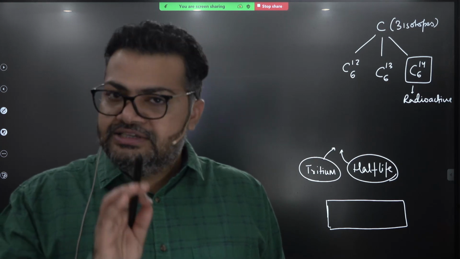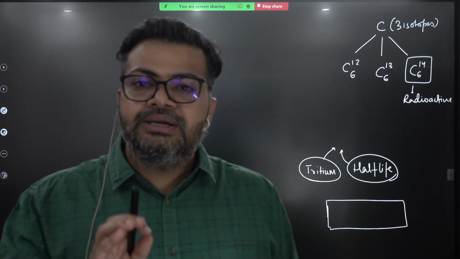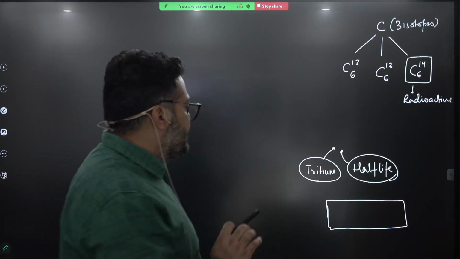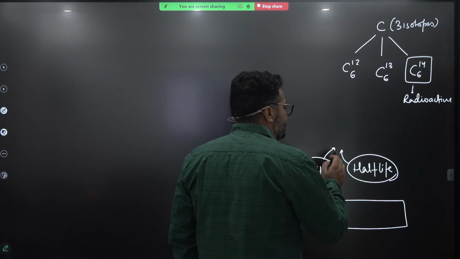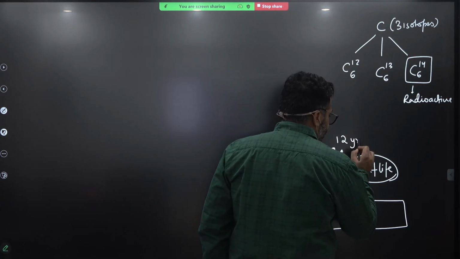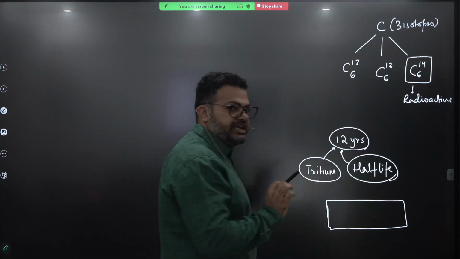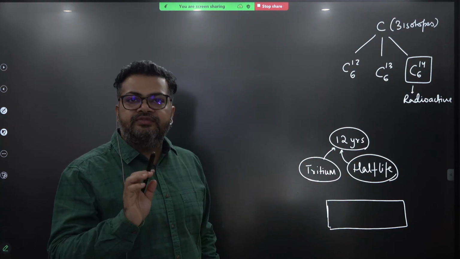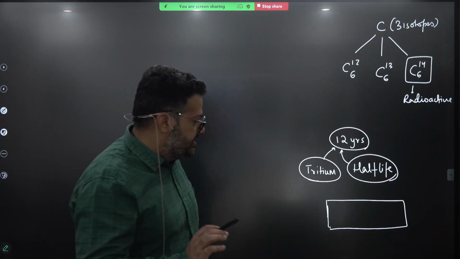So there is a formula which can help you to calculate the half-life of tritium. And guys, the half-life of tritium has been found out to be 12 years. This is the half-life of tritium. In 12 years, half of the tritium will decay. So what does it mean, guys?